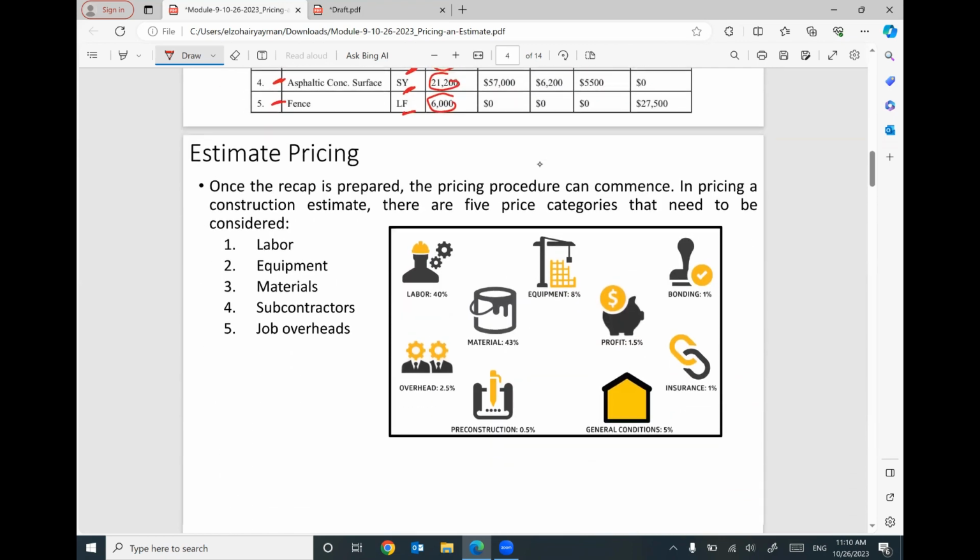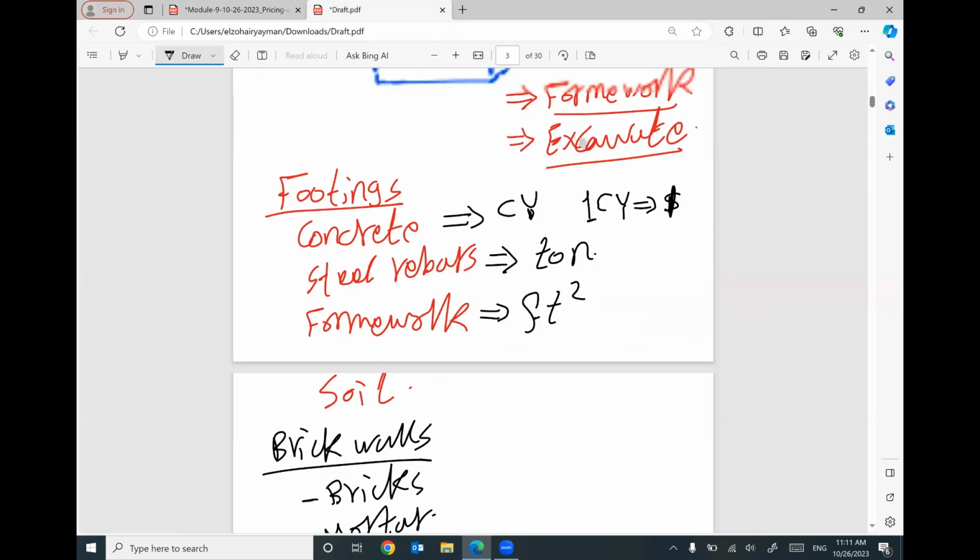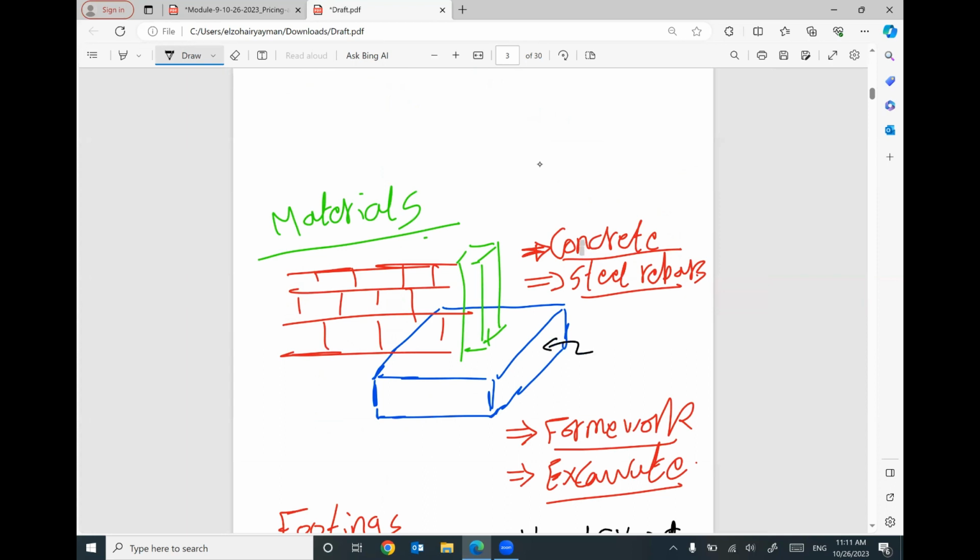Keep in your mind, once the recap is prepared, the pricing can commence. In pricing a construction estimate, there are 5 price categories that need to be considered. It's not just a simple number and we are done. No, we have to consider the price for labors. Because if you are constructing a footing, keep in your mind, this footing will not be constructed without any help of labors, without any help of equipment.